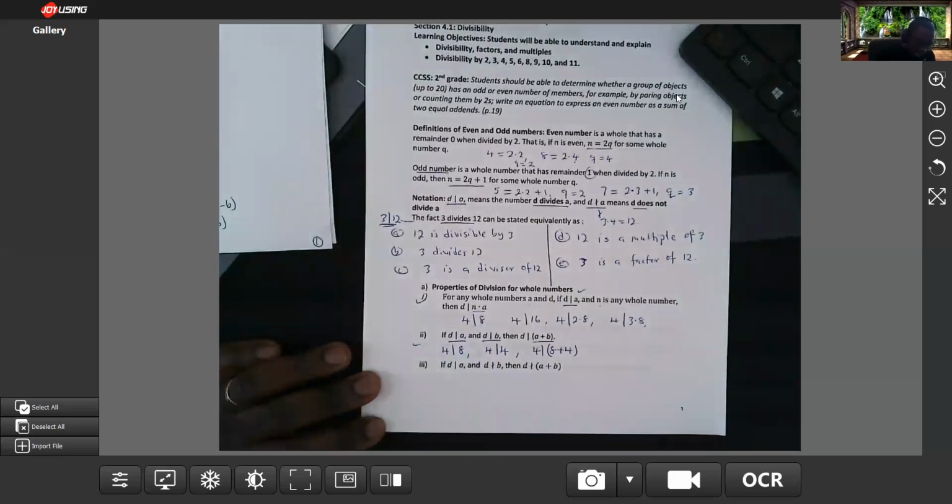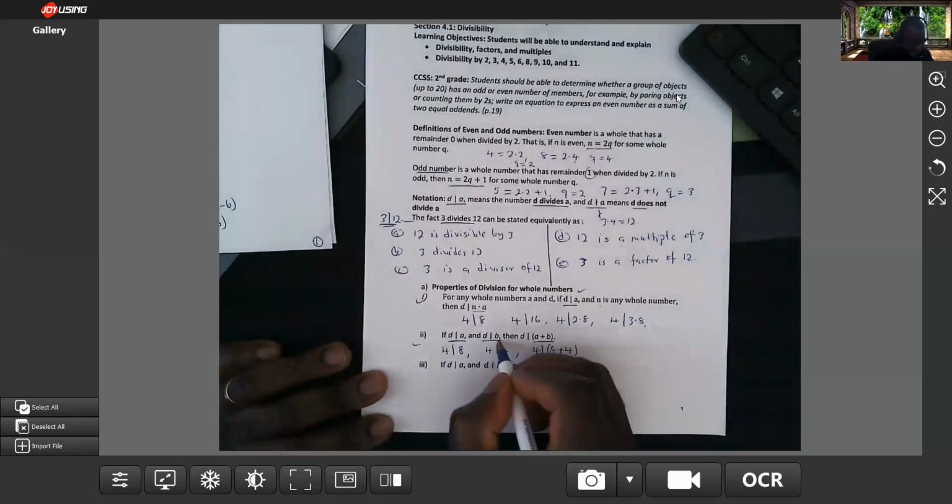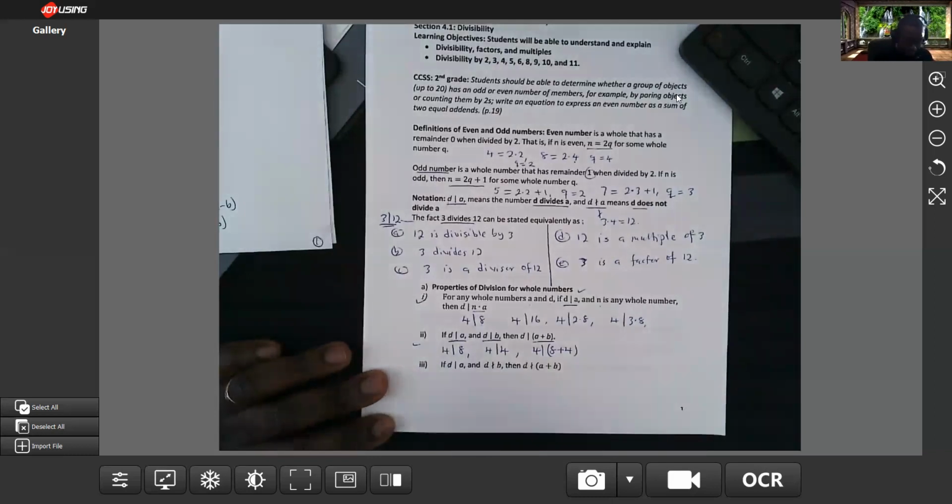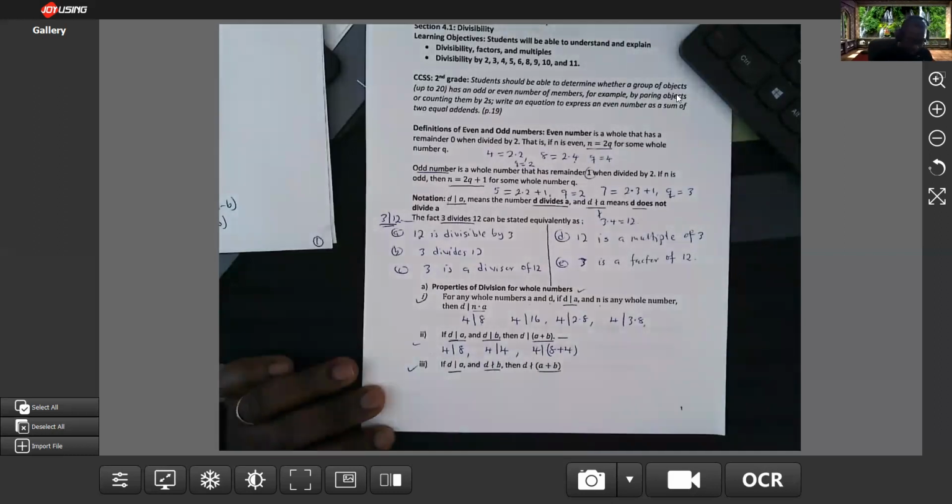So we say that if d divides a number, and that same d divides another number, then d will divide their sum. Okay, that's what this means. The third property says that if d divides a and it doesn't divide b, then it will not divide the sum of a and b, because d doesn't divide one of them.